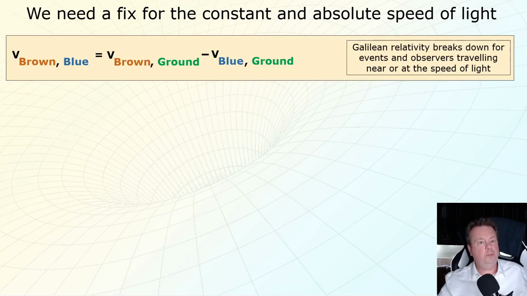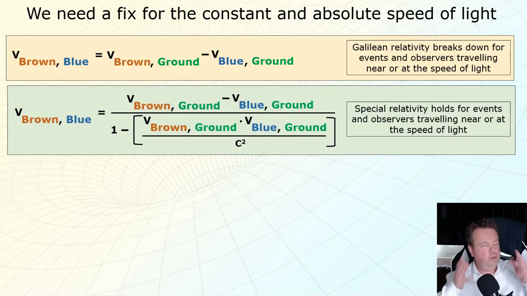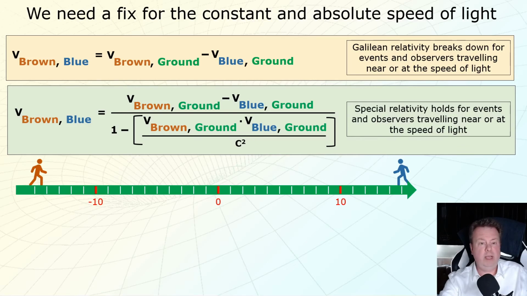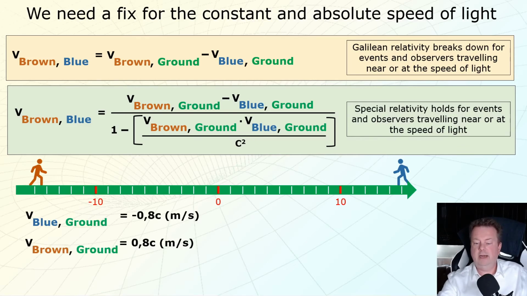Also, the overspeed equation breaks down, right? And if you do the mumbo jumbo with the equations, you can find out that this is the true equation, which holds for low speeds, but also for major speeds. And let's do the experiment. Here we have the two observers again. They are going to go head to head at 80% of the speed of light.